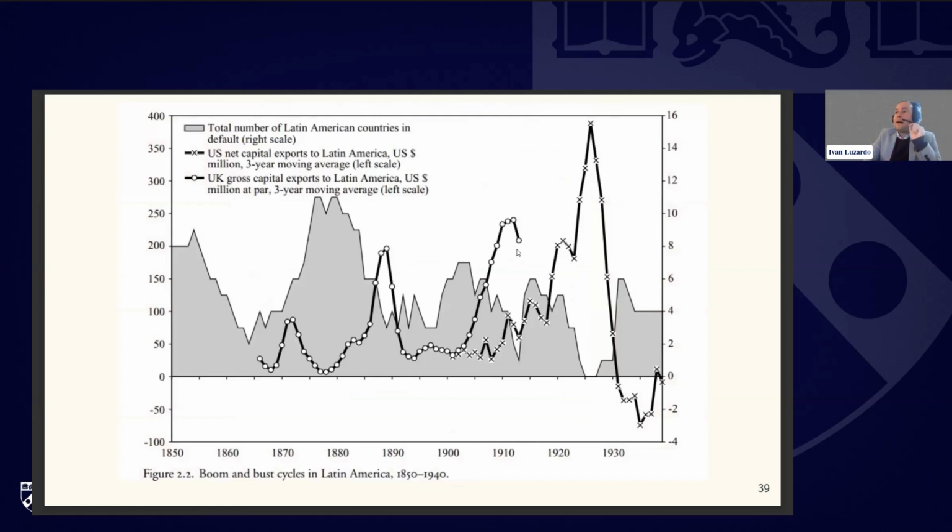This is a figure that shows the capital flows to Latin America. And this is a reason why I think that this period, this export-led growth model in Latin America, lasted up to the late 1920s, basically up to the Great Depression.